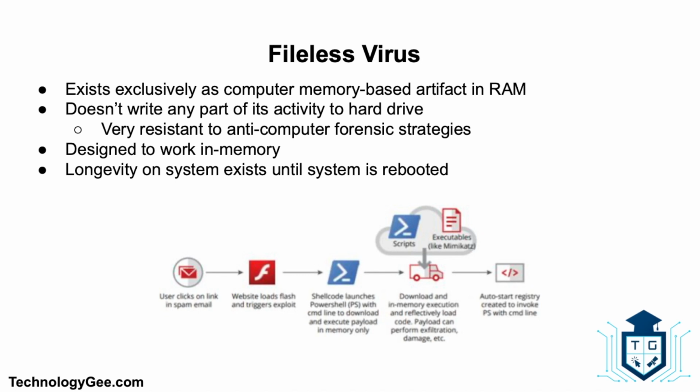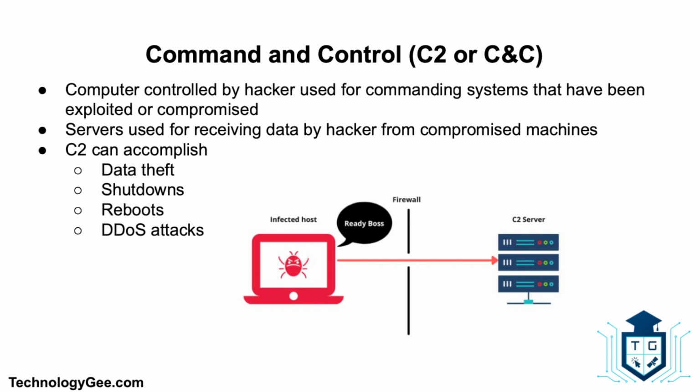system is rebooted. Next, we have command and control, also known as C2 or CNC, remotely. So a command and control attack is a computer that is controlled by a hacker or any cyber criminal, which is maliciously used for commanding the various systems that have already been exploited or compromised by malware. And these servers are also used for receiving the desired data by the hacker from the compromised machines covertly on the target network. And the things that a hacker can accomplish through command and control are data theft.